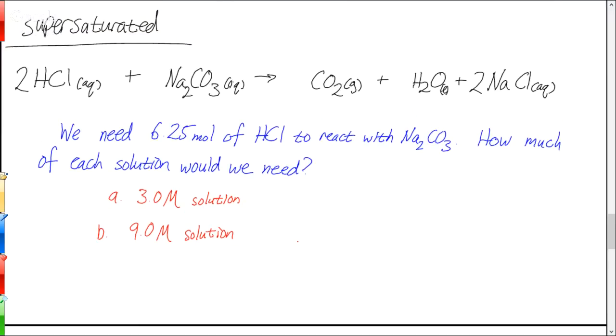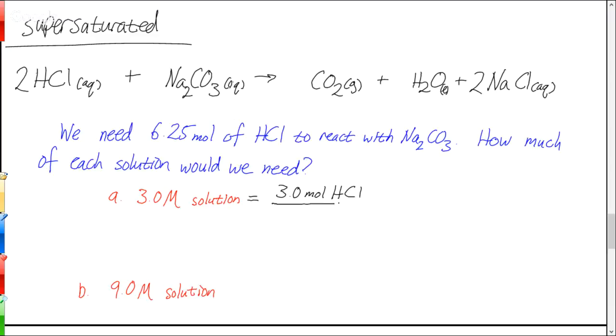Well, the key to this is remembering the definition of molarity. Here, I'm going to move this so we have a little more room. If you have a 3.0 molar solution of HCl, if we remember our definition of molarity, that means that there are 3.0 moles of HCl per every 1 liter of solution.